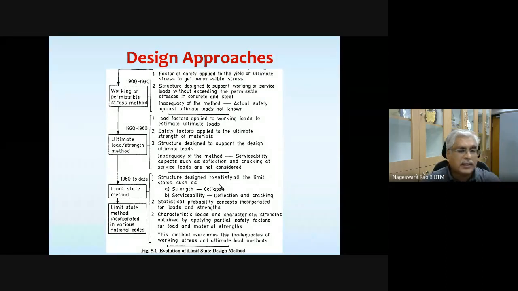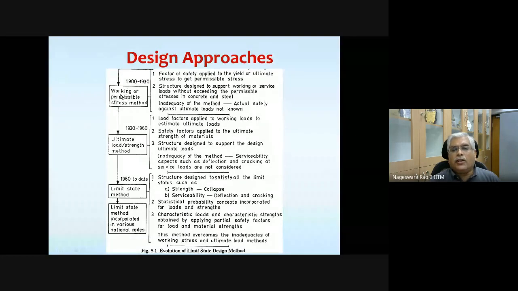Before we get into the design, we need to make a note of different design approaches. This table, or schematic, gives you a summary of the various design approaches. So please pay attention here, as we are getting into the design stuff.